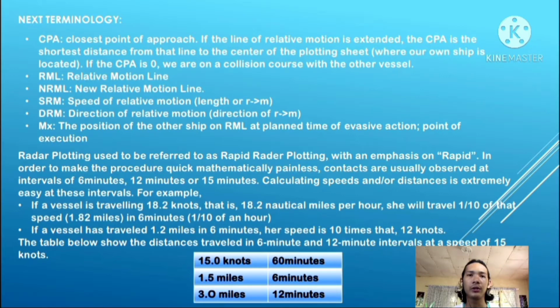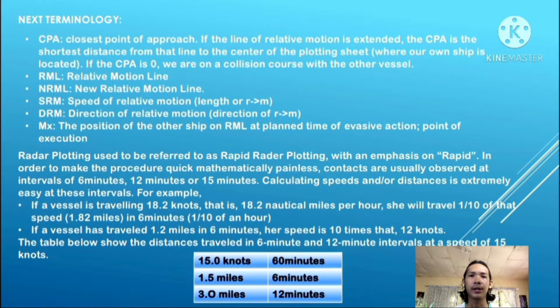In navigating, we must check our CPA to other vessels often, because if our CPA turns into 0, a collision might occur with the other vessel. Next term, RML stands for relative motion line.